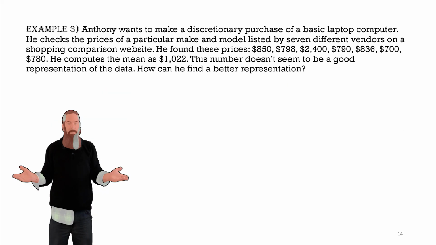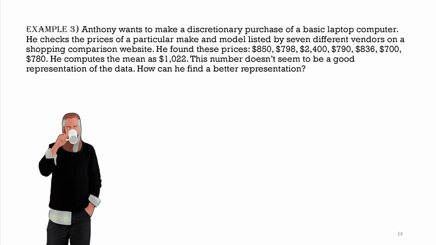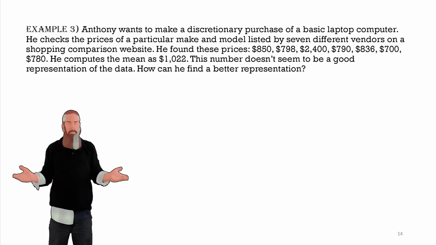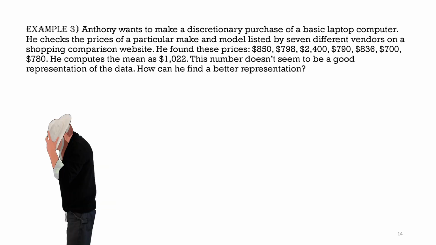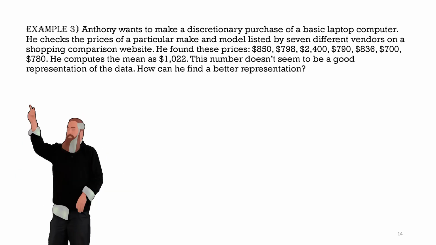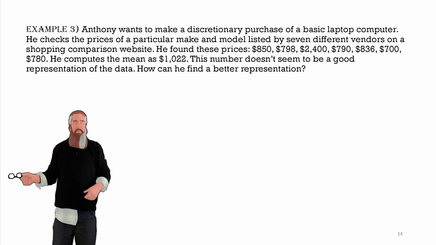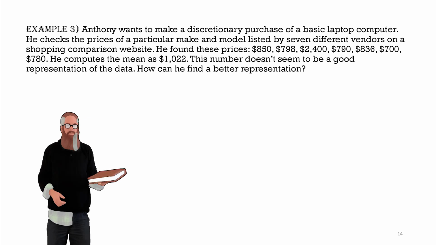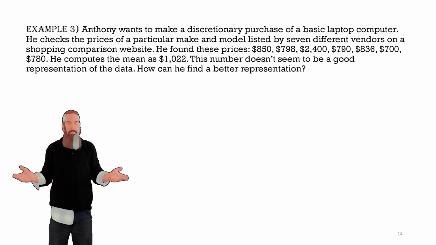The median is unaffected by the outlier. If the $2,400 price was $924,000, the median would remain the same. The median is resistant to extreme numbers. There are 2 methods to use to find the median, depending on whether there are an even or odd count of numbers. An odd list is addressed here, and we'll do an even list in the next example, example number 4.